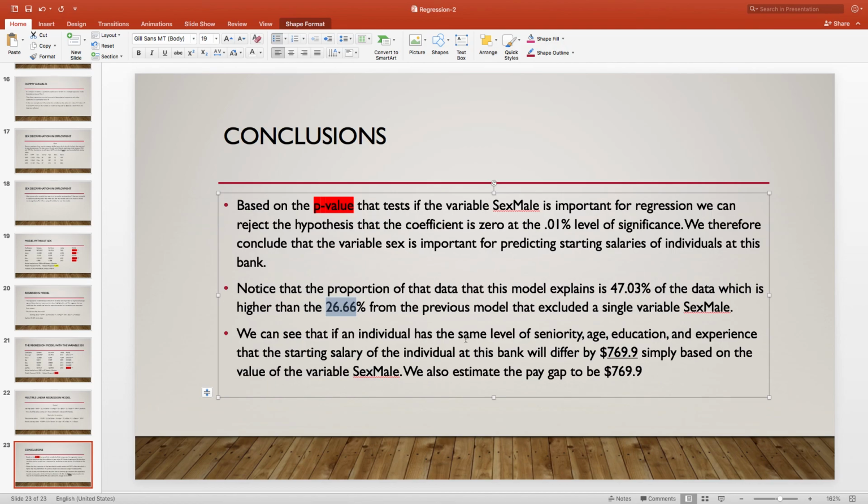And finally, the pay difference is $769.9, simply based on that variable.